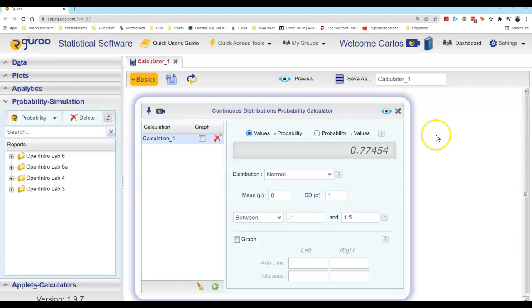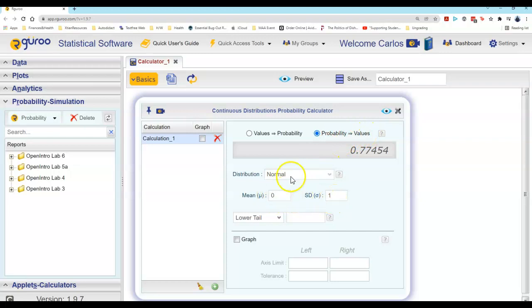So within our guru, we're still going to be using the continuous distributions probability calculator dialog box, but now, because we're going kind of in the opposite direction, it's an inverse operation that we are doing. I am now given a probability, in this case the 90th percentile, and I want to find the z-score value corresponding to the 90th percentile. So I click the radio button going probability to values.